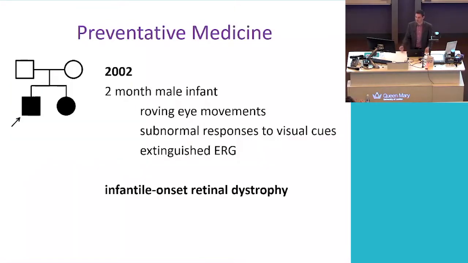So I want to take a step back, and I said at the beginning that hopefully I'll convince you as to why we need to know what gene is mutated in people with these inherited retinal diseases. So this was a young lad who was first seen by a paediatric ophthalmologist when he was about 2 or 3 months of age. He was shown to have roving eye movements. Electrophysiology at the back of his eye showed there was no response to light at all. So he was diagnosed with an infantile onset retinal dystrophy.